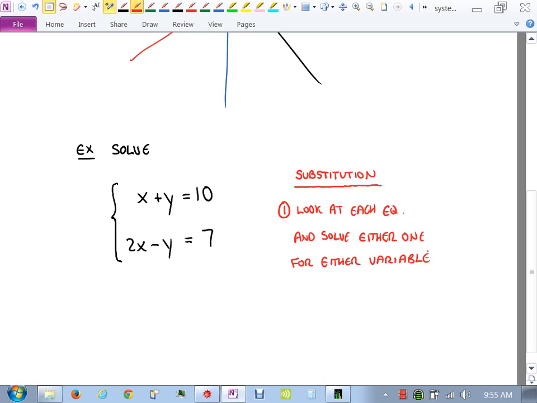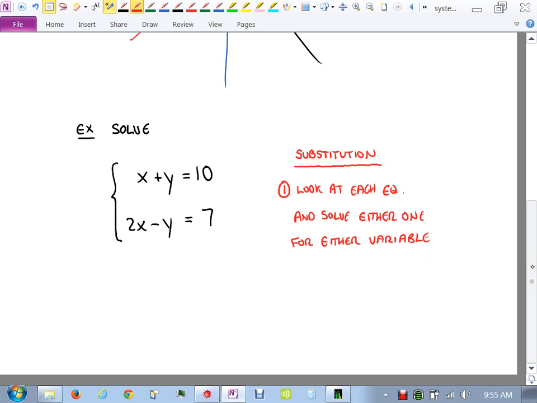So you want to pick the easiest of all of those, which I would say is solve the first equation for either x or y. And it's really a coin flip now, because they're both equally easy. Does that make sense? Okay, so let's solve the first equation.